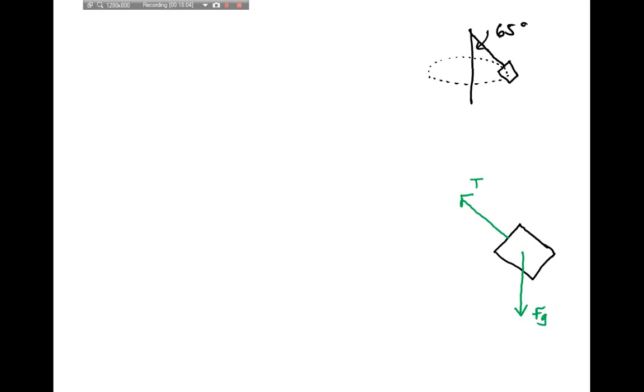So if this chair is swinging around in a horizontal circle with uniform circular motion, then this chair is not moving up or down. So we can see that the y component of my tension has to cancel the gravitational force. And using this, we can figure out what the tension is in the chain. So what we have is that the y component of my tension has to be equal to the force due to gravity.